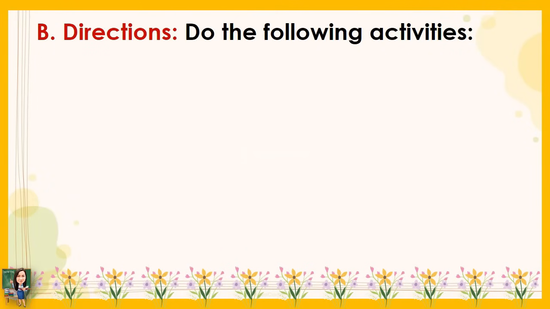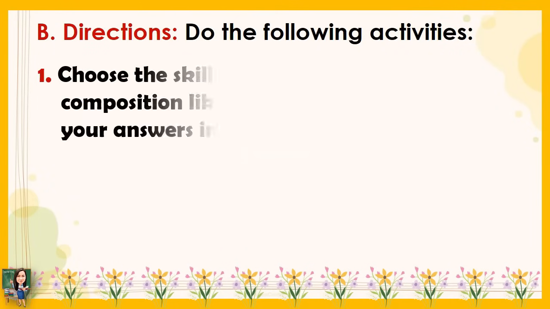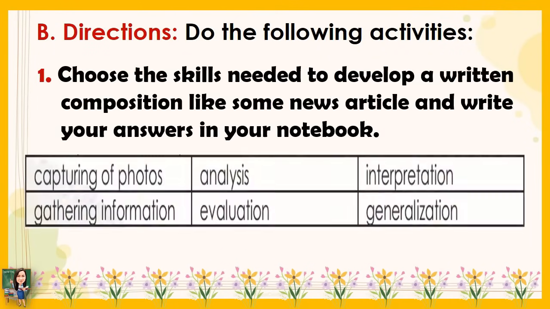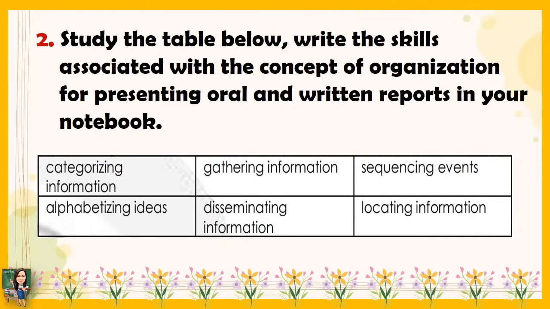For letter B, do the following activities. Number 1, choose the skills needed to develop a written composition like some news article and write your answers in your notebook. Those skills needed to develop a written composition are gathering information, analysis, evaluation, interpretation, and generalization. Number 2, study the table below. Write the skills associated with the concept of organization for presenting oral and written reports in your notebook.